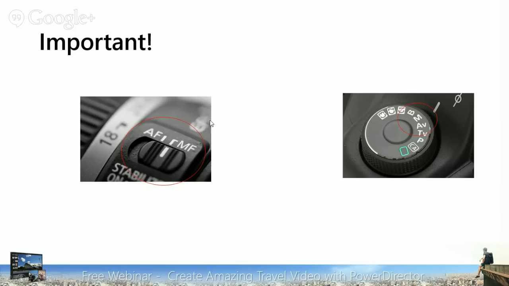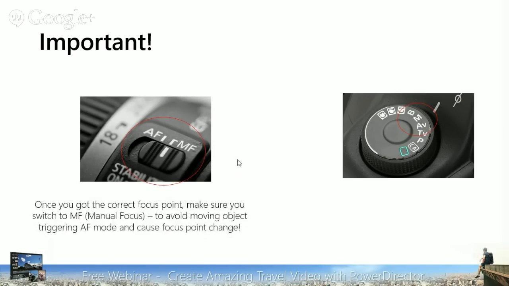When taking time-lapse photo sets, there are 2 very important things. The first is that once you get the correct focus point with the AF mode, the autofocus mode, please switch to the MF mode, the manual focus mode. Because when you're recording time-lapse photos, some objects may be moving around. For example, the set I was taking had a lot of cars running on the street.